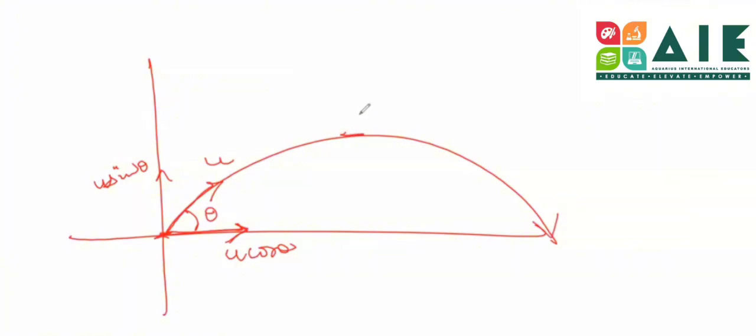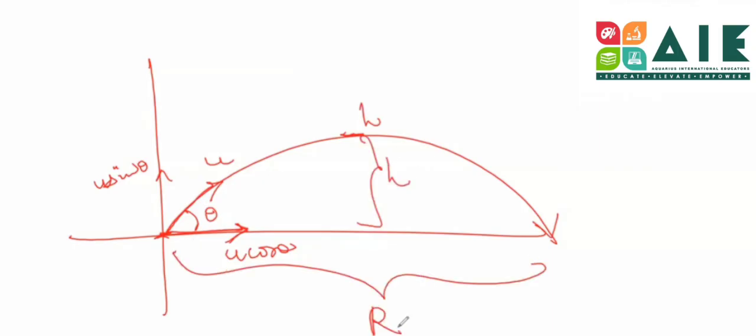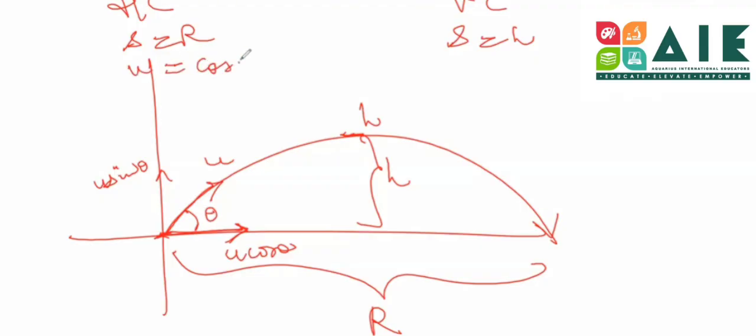Let's talk about this. This is my h point, height. This is my capital R. Here I got u cos theta. It will have two components now. One is the horizontal component, one is the vertical component. Let's talk about the horizontal component. The distance is the range, whereas in vertical, the distance is the height. Correct? Great. Let's talk about the velocity. Here, horizontal, it is u cos theta. In vertical, it is u sine theta. Correct?